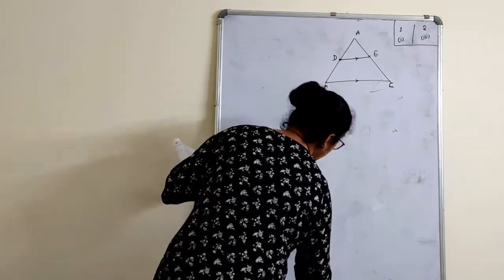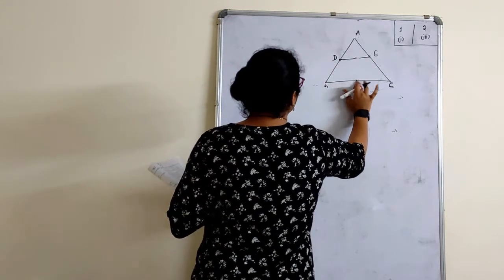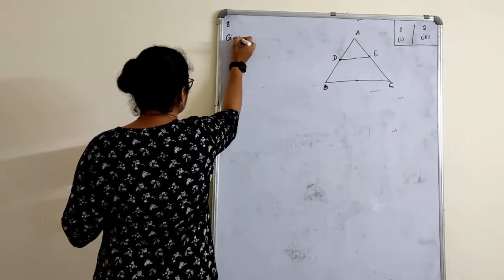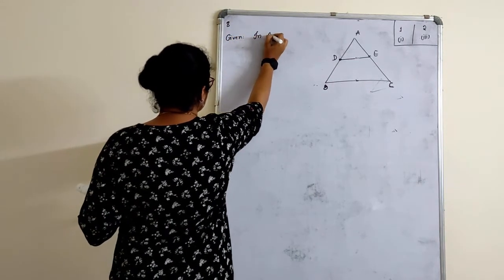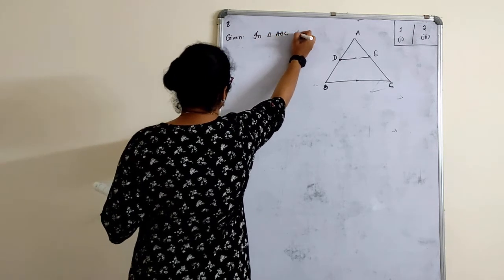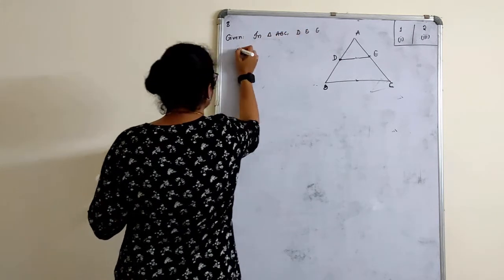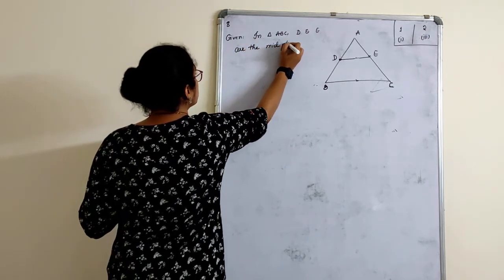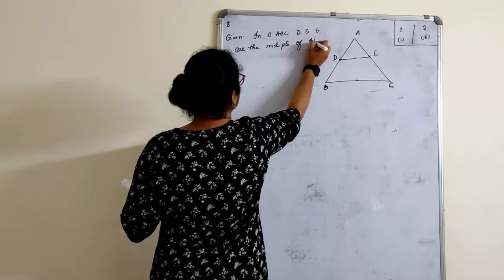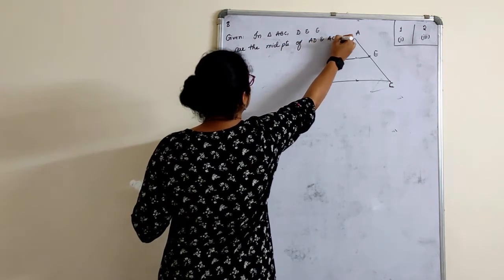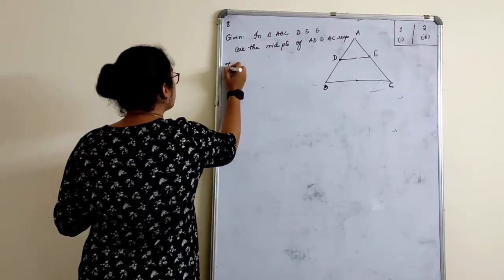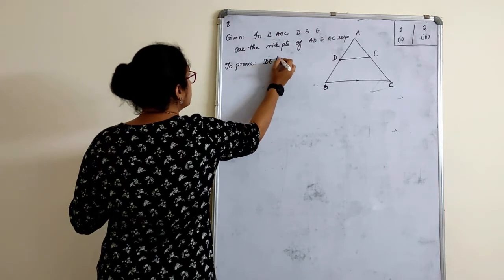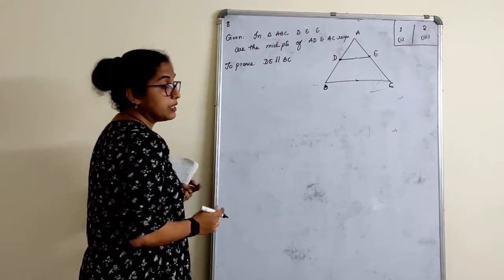We have to prove that they are parallel. They are not given as parallel. Eighth one. Given: in triangle ABC, D and E are the midpoints of AB and AC respectively. To prove: DE parallel to BC.